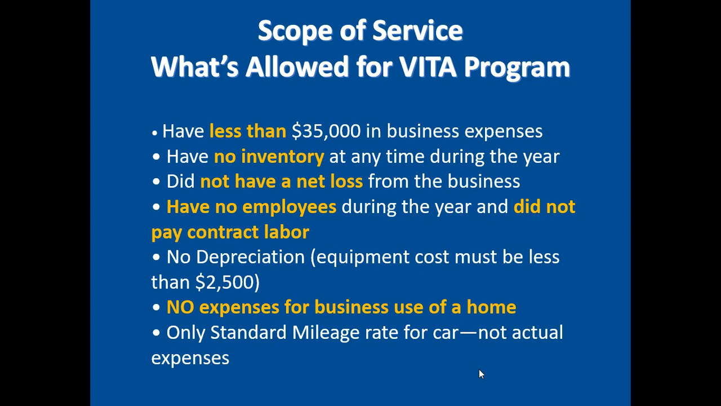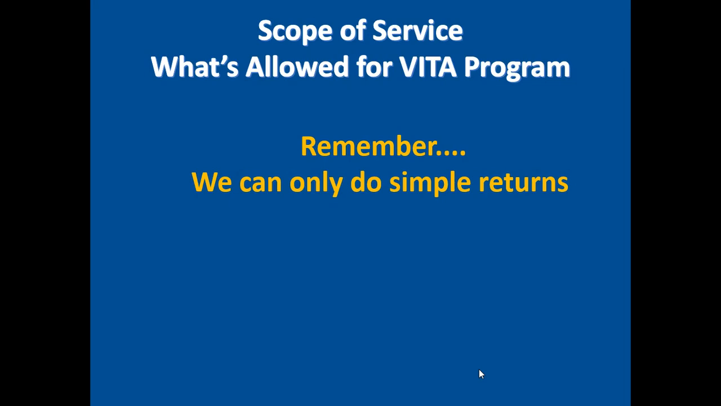We cannot do depreciation. So any one item that they buy that costs more than $2,500 that's expected to last more than a year, for example, a riding lawnmower, we can't do. We are also not supposed to do business use of home expense. They can claim it. Our program just cannot do it. Part of that is because you need to know the square footage of the room and the house and then all the utilities and real estate taxes, and it gets more complicated. And remember, we're volunteers trained to do simple returns. And for the vehicle, we're only allowed to do standard mileage rate for the car, business miles. We don't do actual expenses. If they want to claim actual expenses, they can. They just need to go to a paid tax preparer. Remember, we can only do simple returns. For free service, we have to limit what we can do.